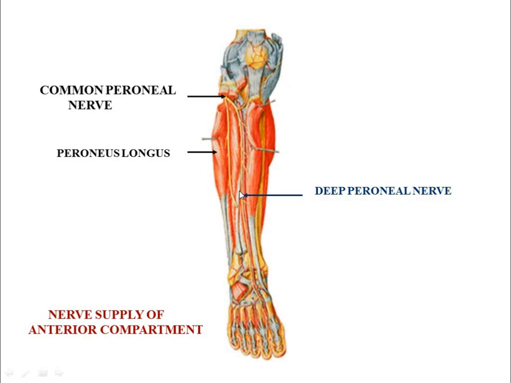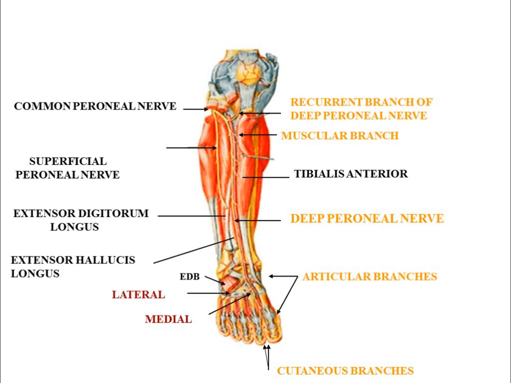All muscles of the anterior compartment and two muscles even of the dorsum of the foot, which we will discuss now, are supplied by the deep peroneal nerve or the deep fibular nerve. What are the branches of this deep peroneal nerve? It gives a recurrent branch backwards. Then it gives muscular branches to all the muscles of the anterior compartment of the leg. Then it gives articular branches to the various joints present in relation to this.